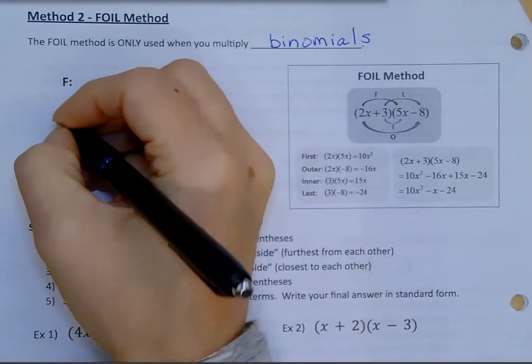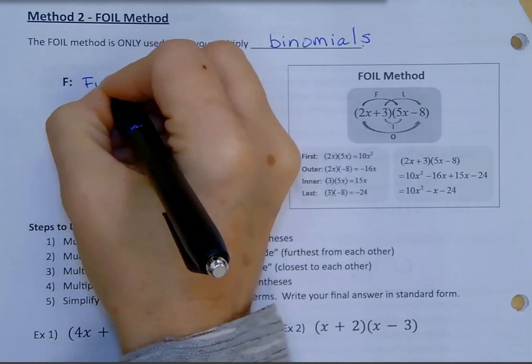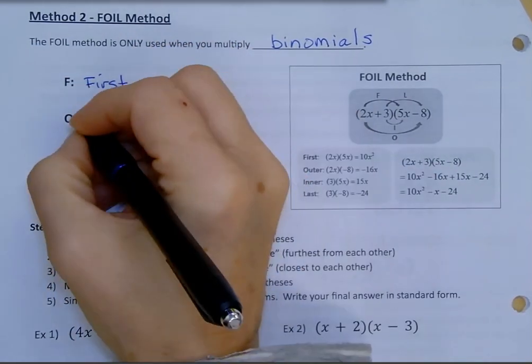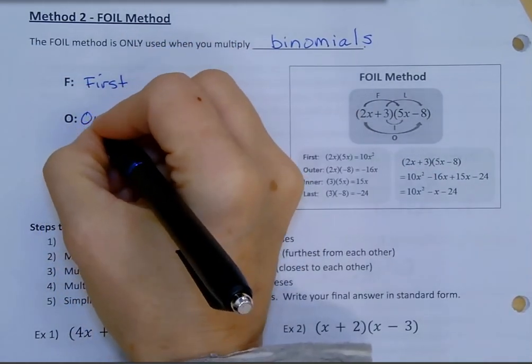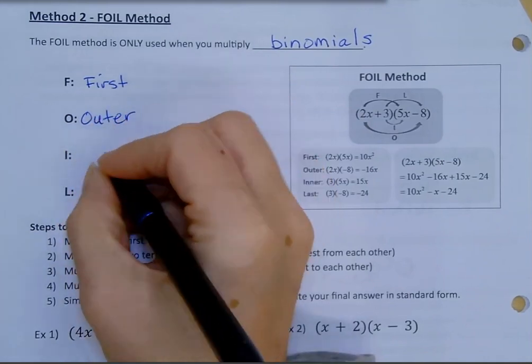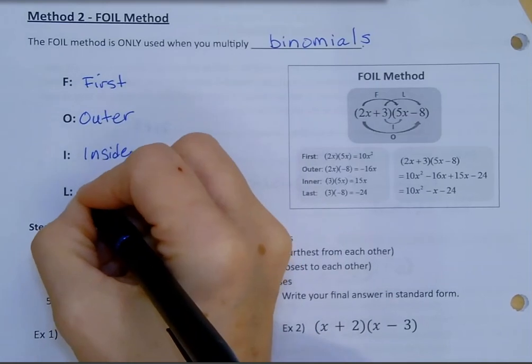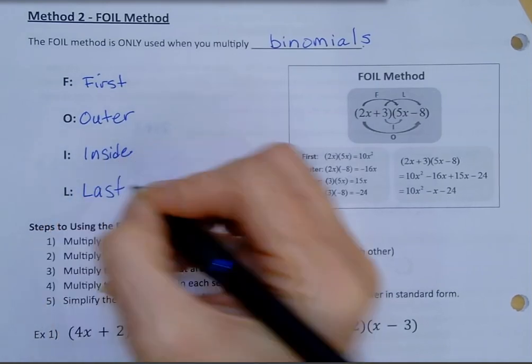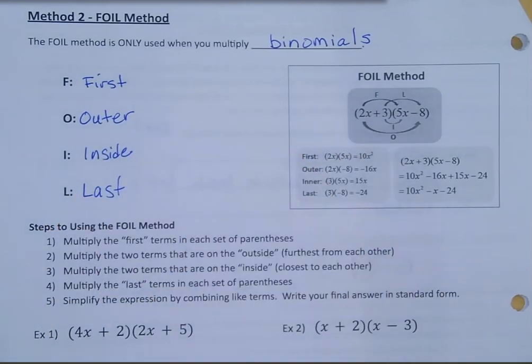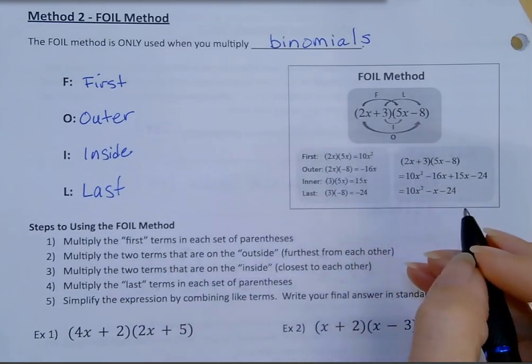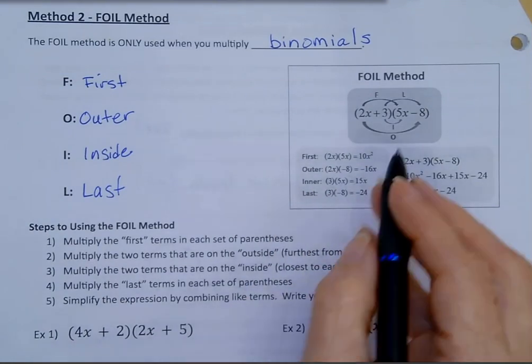Okay, again, F is for first. O is for either outer or outside. I think I go back and forth. First, outer, inside, and last. That's where we get our letters. First, outer, inside, last.